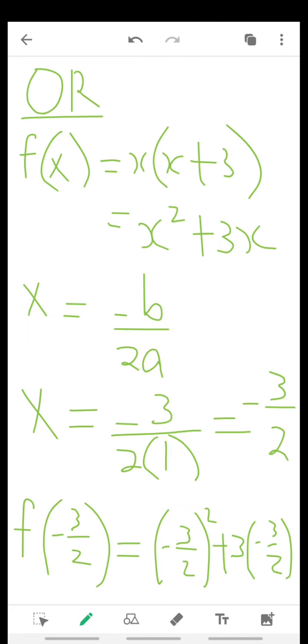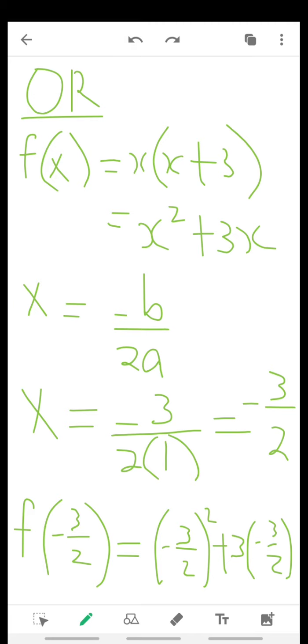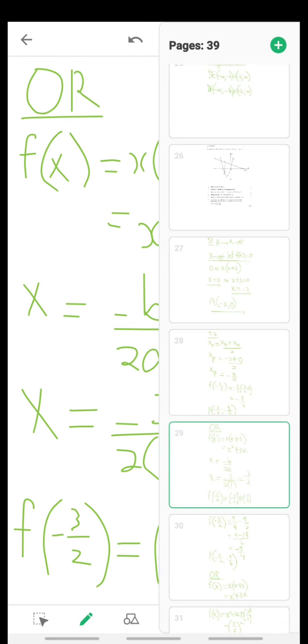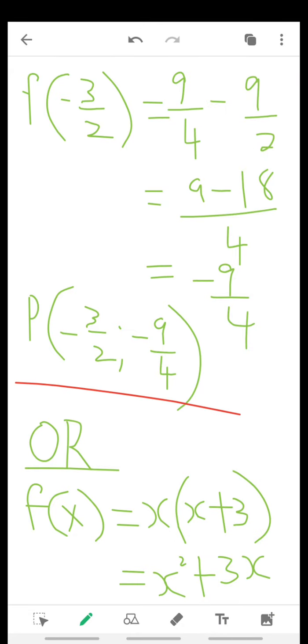Alternatively, you can just use the equation of the axis of symmetry, where you will be finding the x value of the turning point using this formula here. Please watch the other sessions where we cover these things. x equals minus b over 2a. Then you first need to write it in standard form to find a and b. So this became minus 3 over 2, which is the same answer. Then we substituted back into the original function f, and we got the answer as minus 9 over 4. This is our answer. Therefore, the coordinates of P will be (minus 3 over 2, negative 9 over 4).